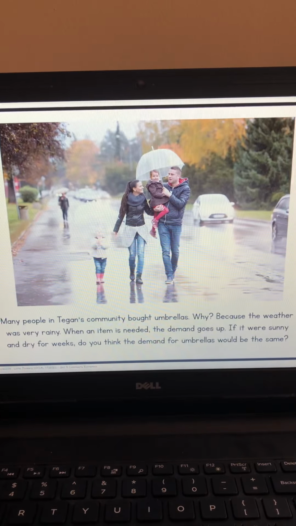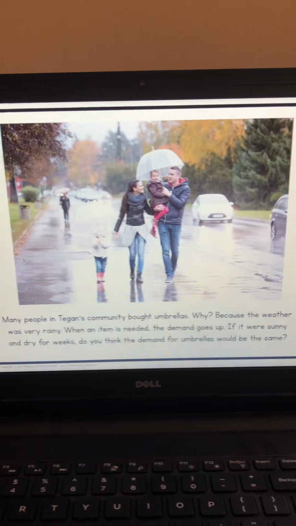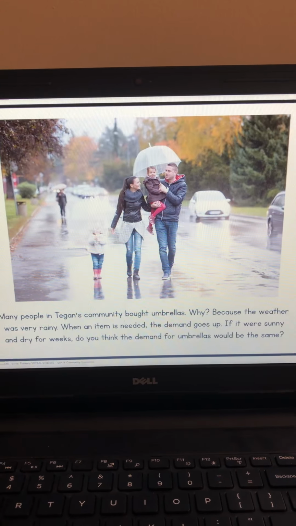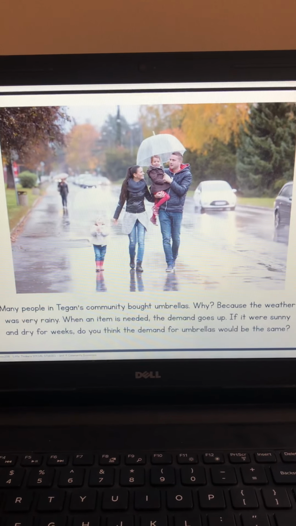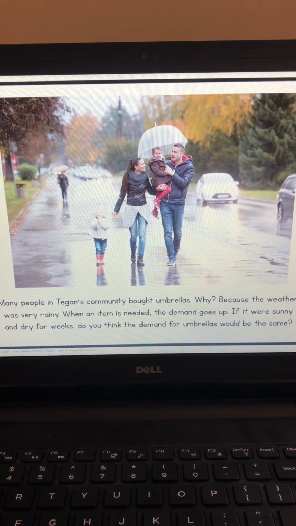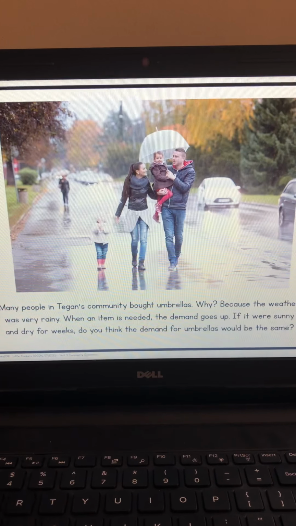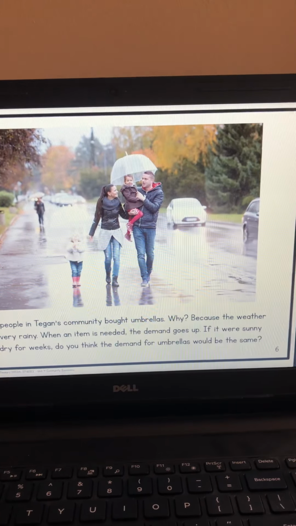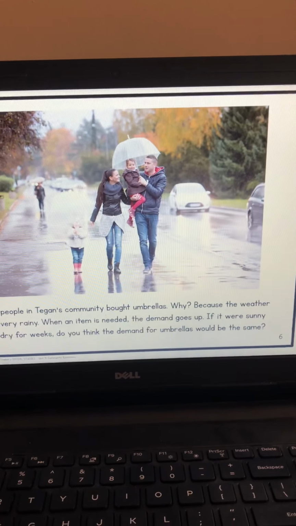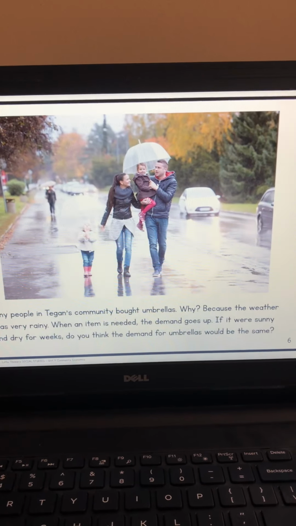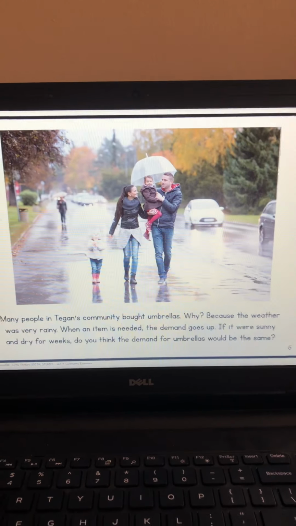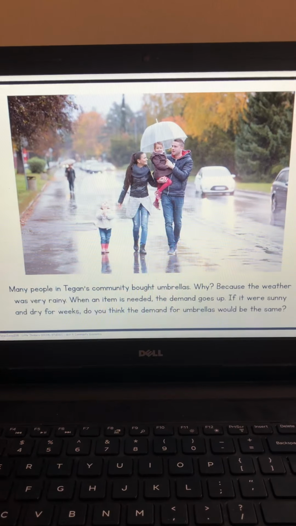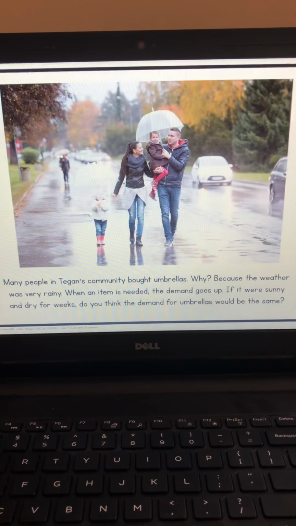Many people in Tegan's community bought umbrellas. Why? Well, because the weather was rainy, very rainy for that matter. So when an item is needed, the demand goes up. So lots of people were buying umbrellas. So the demand was high. And remember, the reason it was high is because it had been raining for days and it was supposed to continue to rain for days.